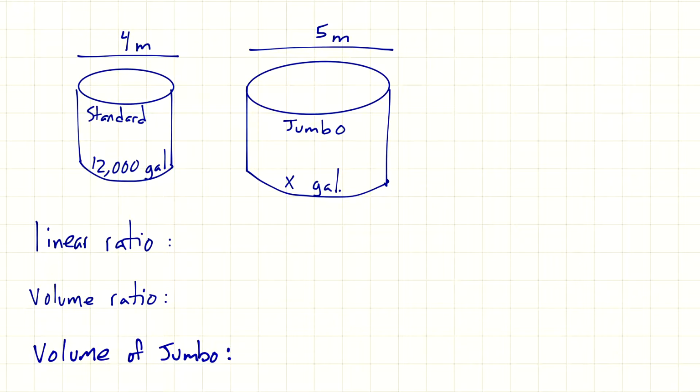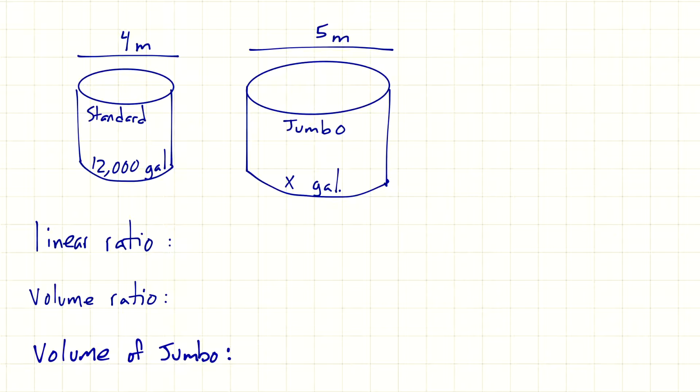I think we have two more problems to do. Here we have two cylinders, poorly drawn cylinders. And so this is taken from a problem that's asking us, let's say, this cylinder container, and the standard size holds 12,000 gallons. And it happens to have a diameter of 4 meters. So that's this first shape. So the diameter is 4 meters.